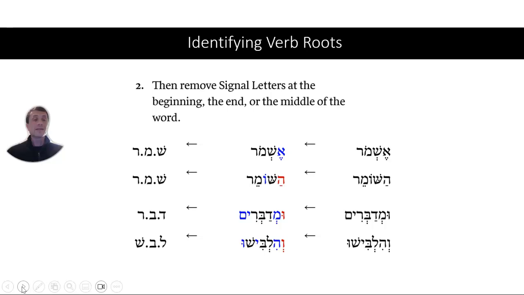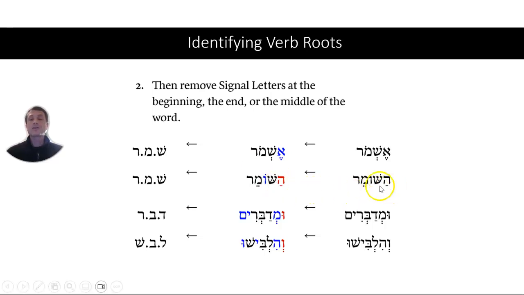Step 2 then is remove any signal letters at the beginning, middle, or end of the word. So let's look at this first example. We have eshmor. That's in the imperfect conjugation. The aleph is a signal letter. That's not part of the root. So we want to remove that if we're going to try to get back to the root so we can look it up in the lexicon, and we're left with shin mem resh, which is the root.